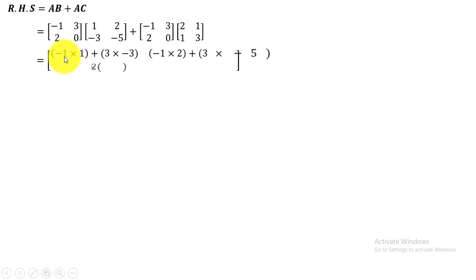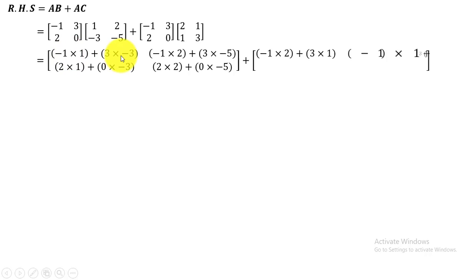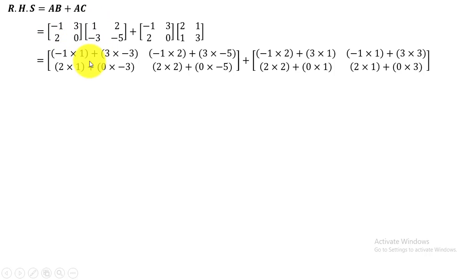Right hand side, A times B plus A times C. In first we multiply these two matrices. First entry is obtained by the product of first row with first column. Second entry is obtained by the product of first row with second column. Similarly, third entry is obtained by the product of second row with first column. Fourth entry is obtained by the product of second row with second column.